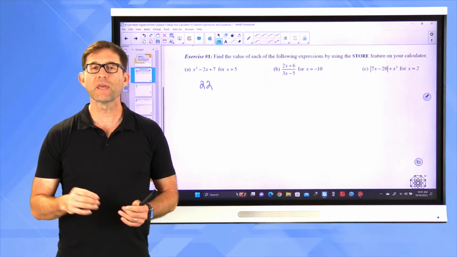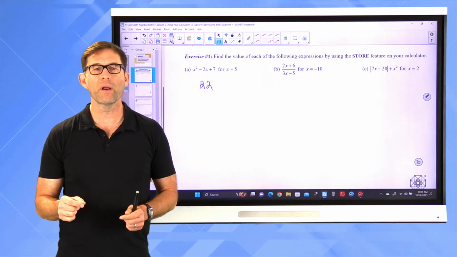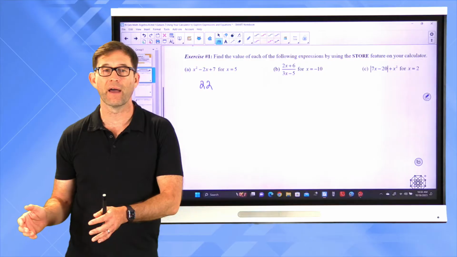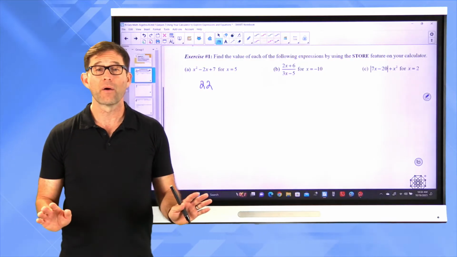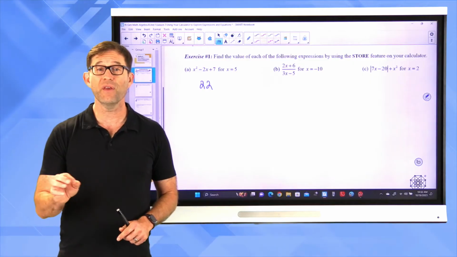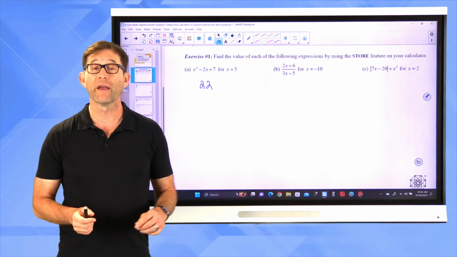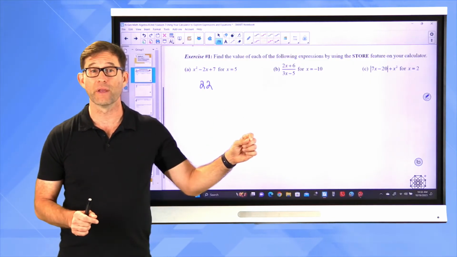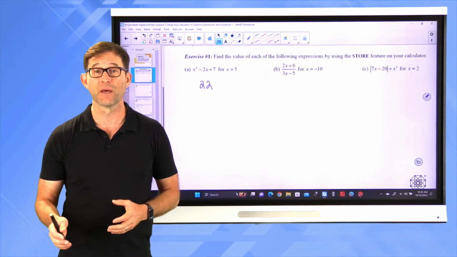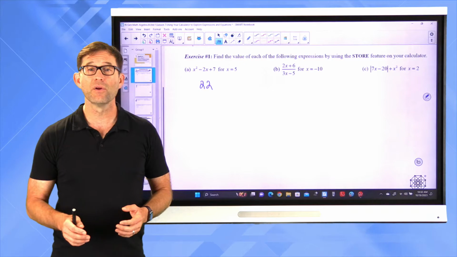Now, some students get very worried because they think, oh, well, what happens if I graph later on? Will the calculator think x is equal to 5? And the answer is no. All right, so storing a value into x at this point doesn't affect anything else except for when you are on a calculator screen, like the actual calculation screen, and you ask it to do something with x. Let's take a look at another one.